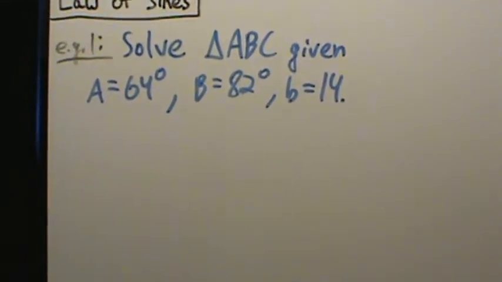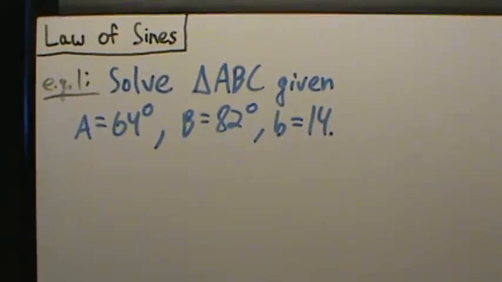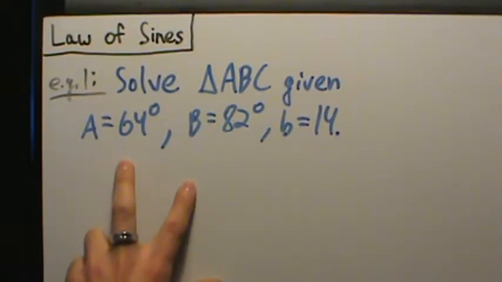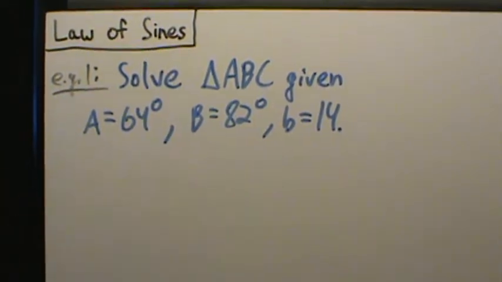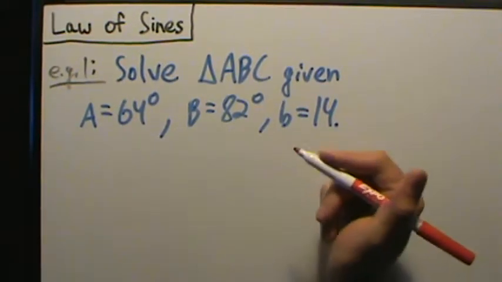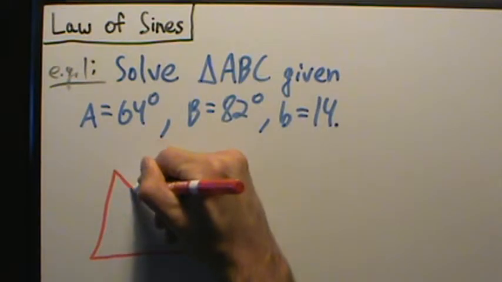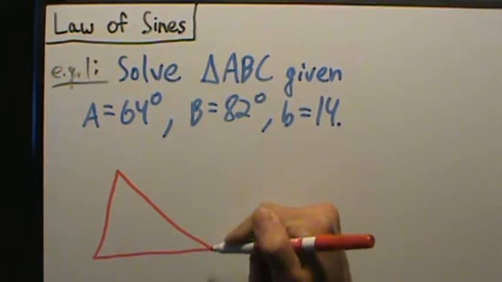So when dealing with the law of sines, it's probably best to get the third angle, or at least have two angles, before you draw a picture. Actually, we have two angles now, so let's go ahead and draw a picture, something like this. Not to scale, my pictures are almost never to scale.